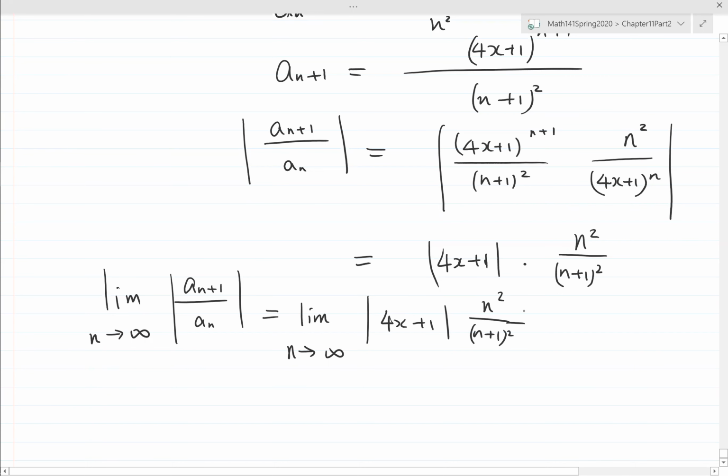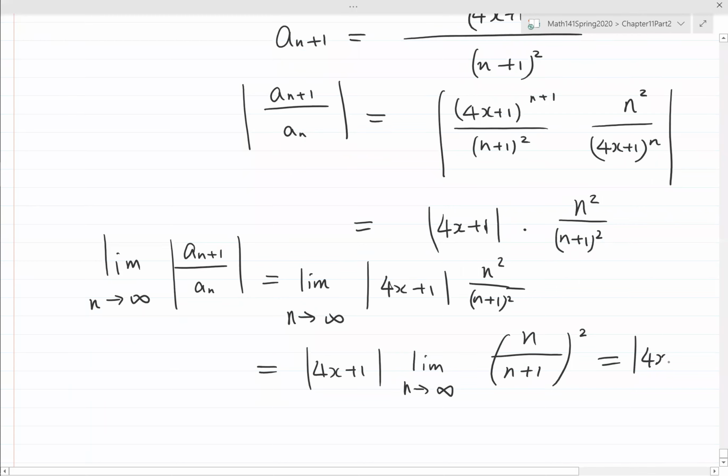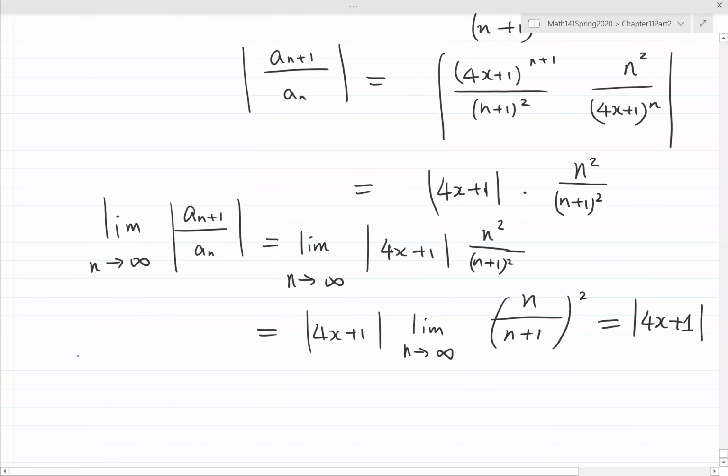Now you can use L'Hopital's rule. This is very easy. Now 4x plus 1 is a constant, you can factor it out. Limit as n approaches infinity, now use L'Hopital's rule on n over n plus 1. This limit is 1. So this is actually the absolute value of 4x plus 1, this limit.